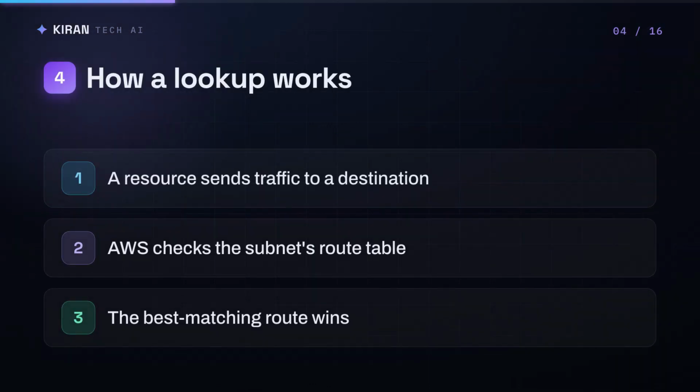Now let's walk through what actually happens, step by step, when traffic moves. First, a resource, say your EC2 instance, sends traffic towards some destination address. Second, AWS looks at which subnet that resource lives in and pulls up the route table attached to that subnet. Third, it scans the routes in that table and finds the best matching one. This lookup happens automatically, instantly, for every single packet. You don't trigger it or manage it by hand. It's the invisible traffic cop standing at the edge of your subnet, checking the signboard before letting anything through.